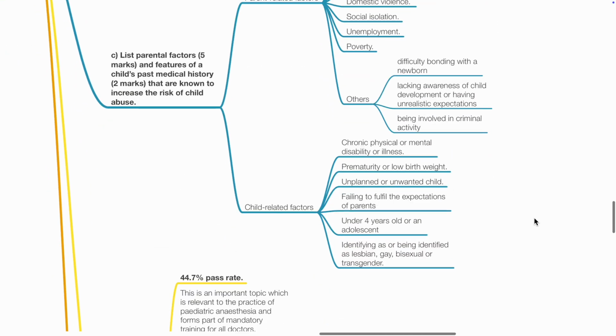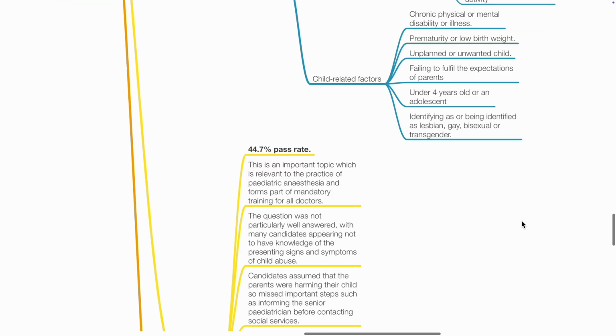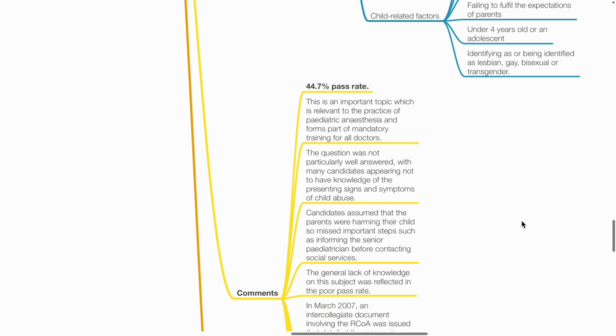Child-related risk factors include chronic physical or mental disability or illness, prematurity or low birth weight, unplanned or unwanted child, failing to fulfill the expectations of parents, under 4 years old or an adolescent, identifying as being lesbian, gay, bisexual or transgender. Comments: 44.7% pass rate.